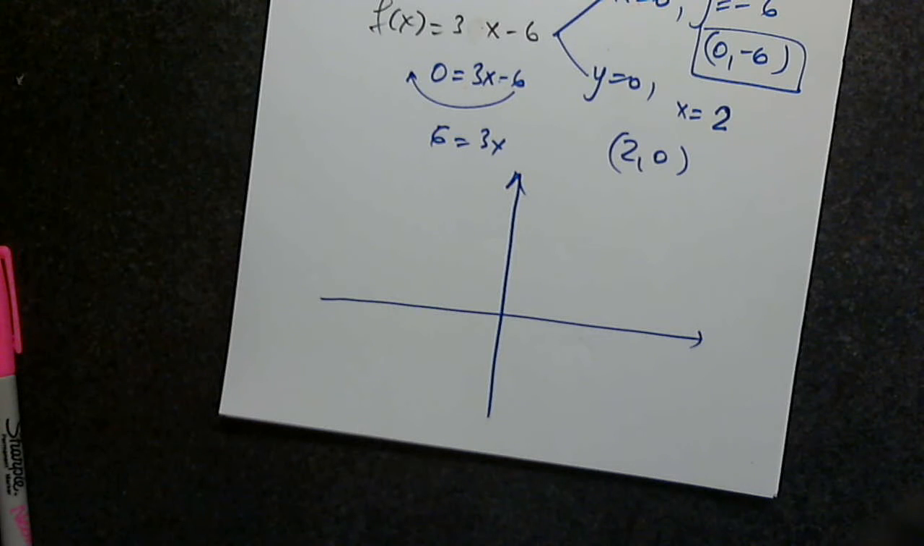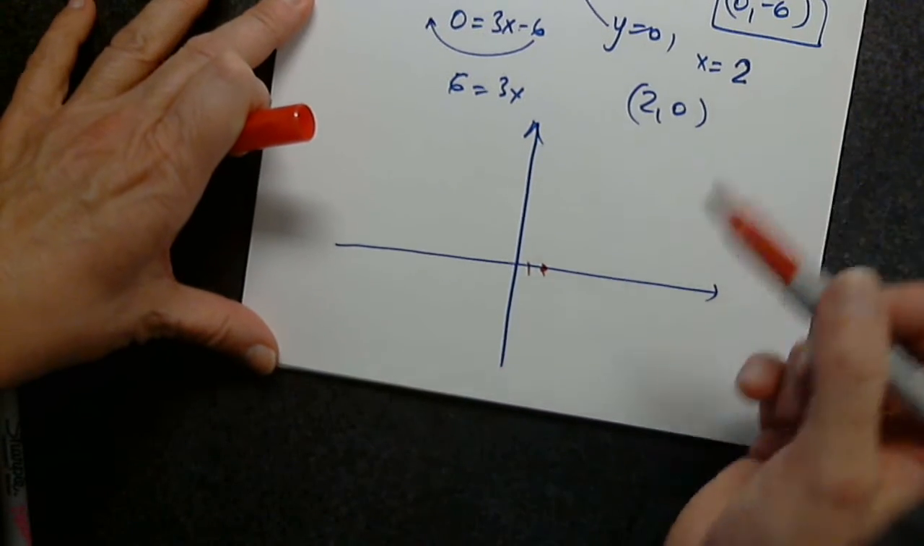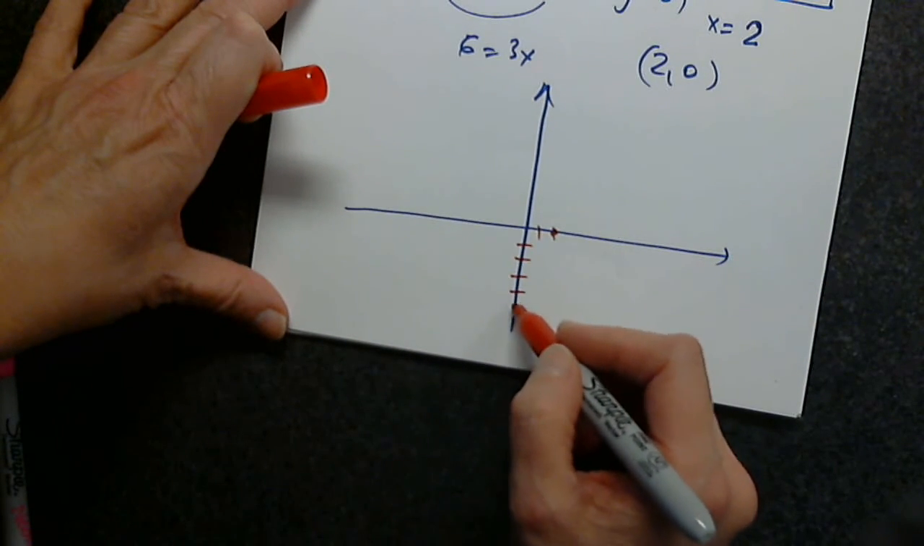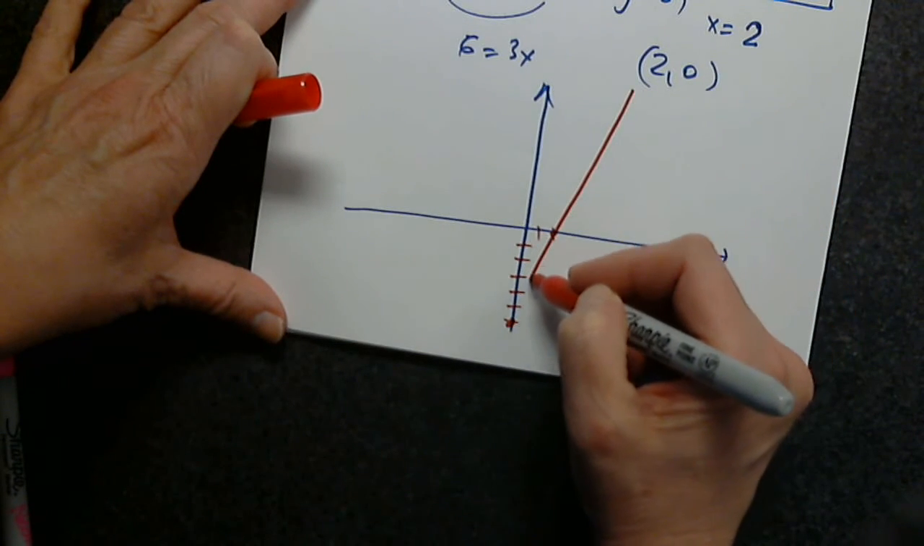When x is 0, I determine y. When y is 0, I determine x. Yes? Perfect. These are the x and y intercepts. So now I'm going to plot (2, 0). And I'm going to plot (0, negative 6). I will connect and extend.